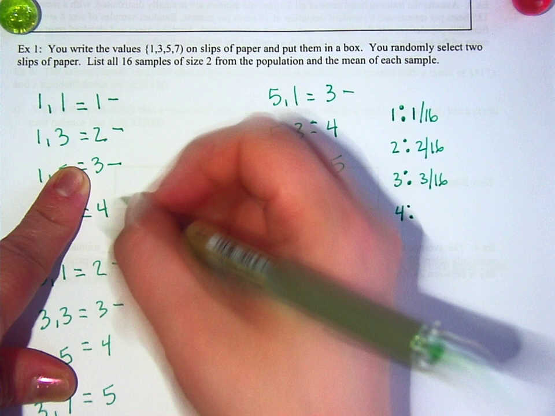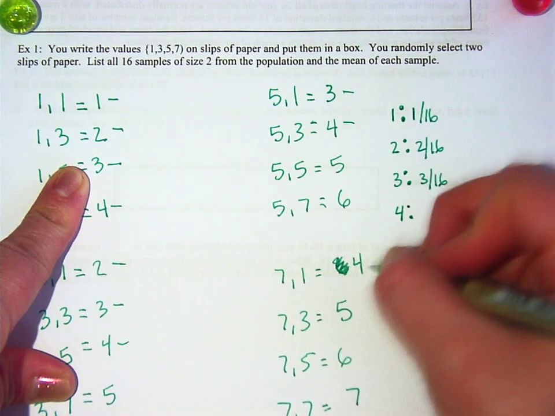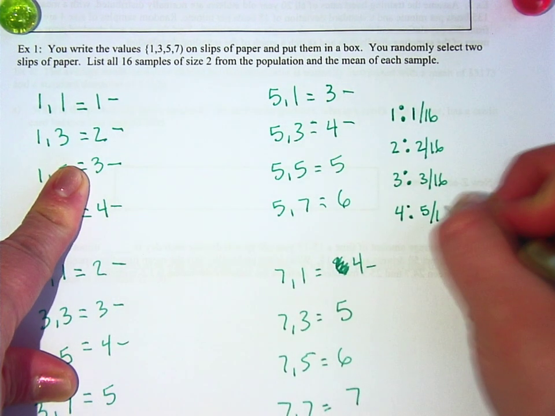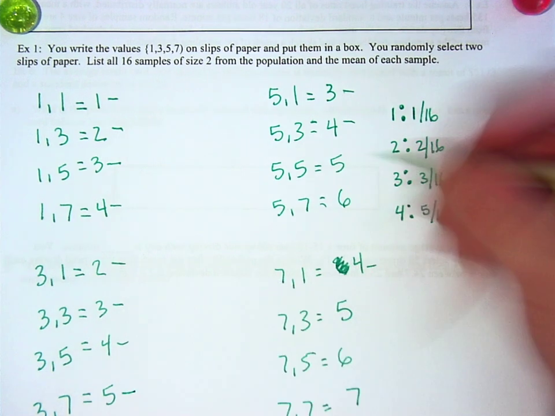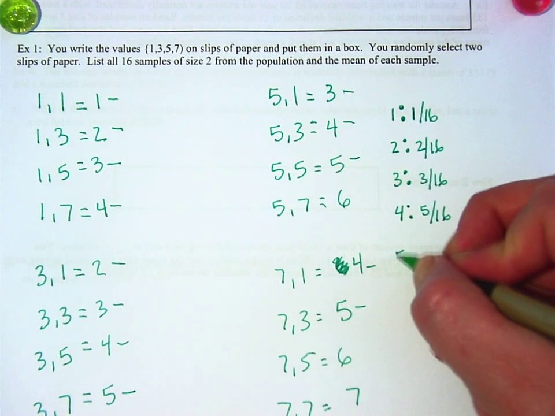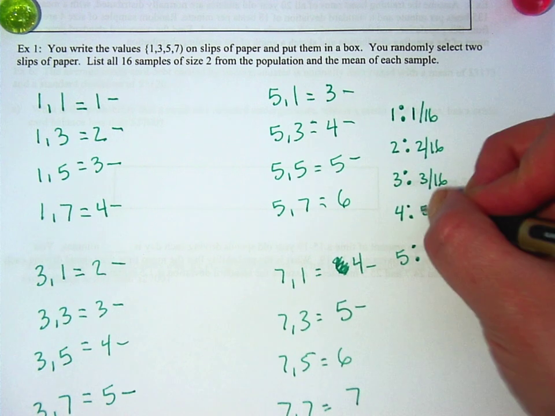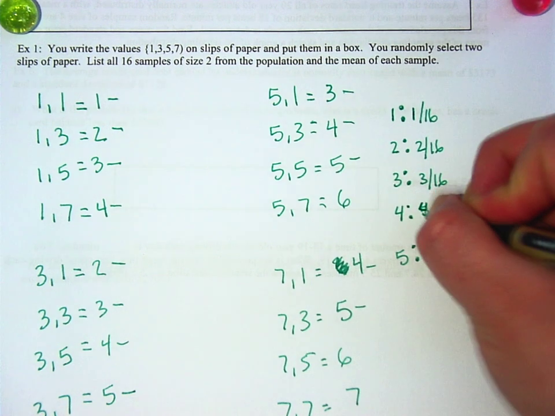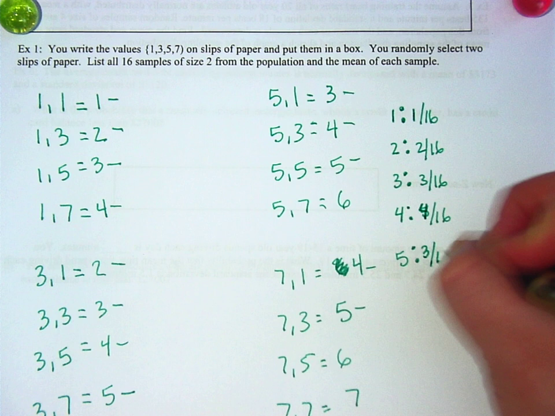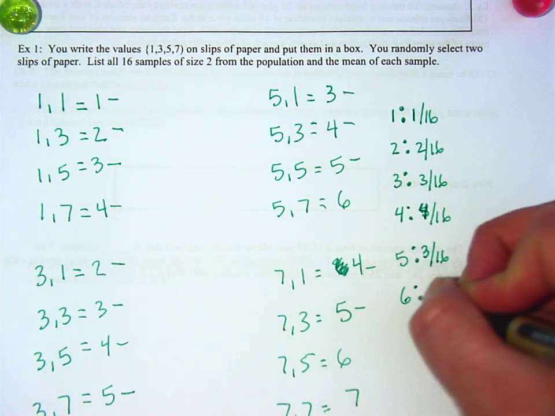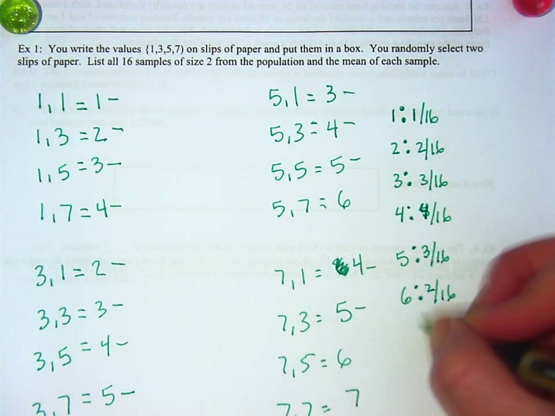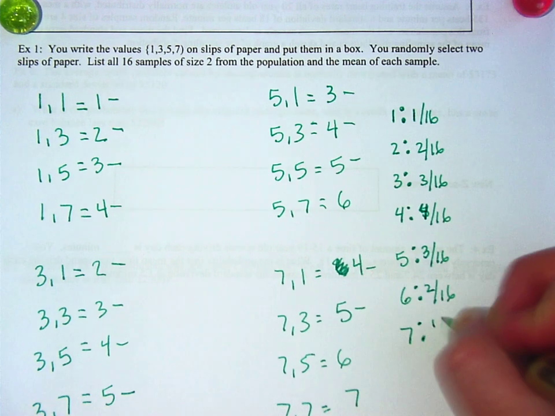To get an average of 4. 1, 2, 3, 4 is 5 out of 16. 5s is 1, 2, 3, back down to 3 out of 16. Wait, no, 4 was 4 out of 16, right? Yeah. 5 is 3 out of 16. 6 is 2 out of 16. And 7 is 1 out of 16.